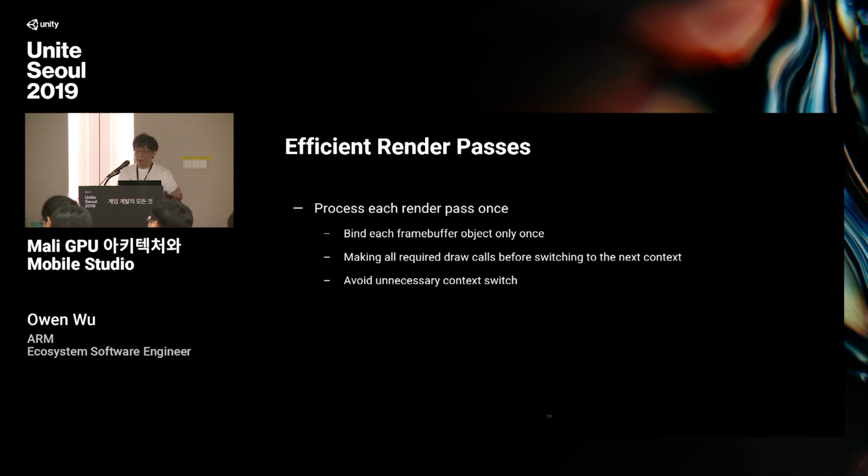So now we know how a render pass works. How can we write code for an efficient render pass? There are a few things you can follow to make sure you write efficient render pass code. First, process each render pass once. That means binding each frame buffer object only once. Don't switch frame buffer objects back and forth, make all required draw calls before switching to the next context, and avoid unnecessary context switches.